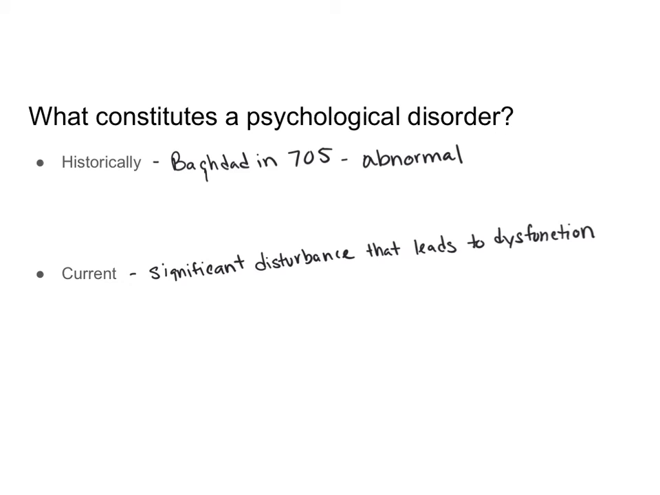So a psychological disorder is going to be anything that could cause you to be abnormal. And the way they define abnormal is some sort of a disturbance that leads to dysfunction. And again, that they look at that on that 0 to 100 scale. Is it leading you to have a dysfunctional life? If it is, then they would consider that abnormal. If not, then you are fine.